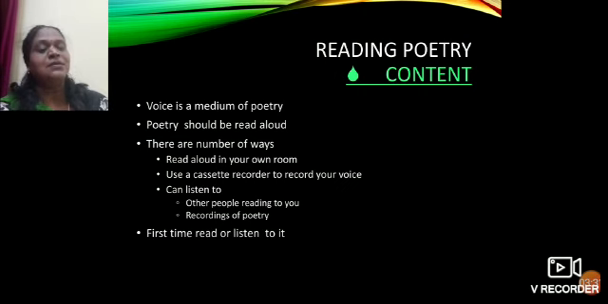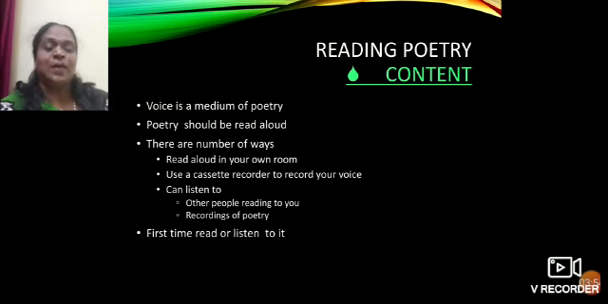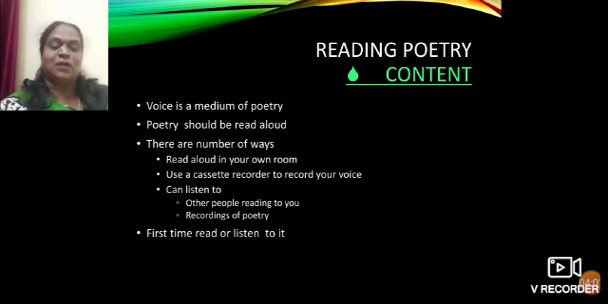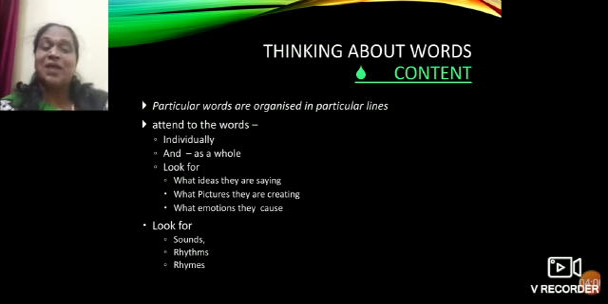Now, there are different ways of reading a poem, three different ways. The first one is to read the poem in your own room. The second is to use a cassette recorder or record your voice. Now, cassette recorder might sound too alien to you. You have too many recent technologies, so record your voice in your own way and then listen to it. Or listen to somebody reading in person or listen to a recorded voice of someone. But anyway, when you get a poem, read and then listen to it.